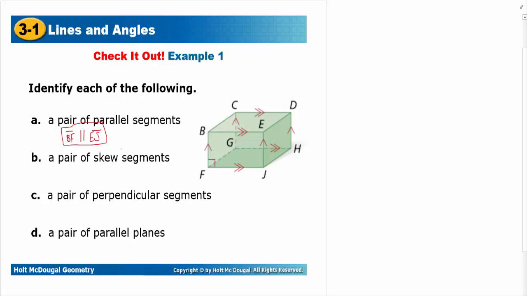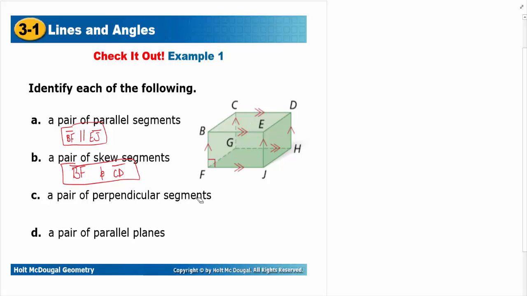For the next one, skew segments, I'm going to use BF again to get started. And then I'll go ahead and use CD up here because they're never going to touch, but they're not on the same plane. So I'll go CD for my second segment. Again, there's more than one right answer. This is just one sample.